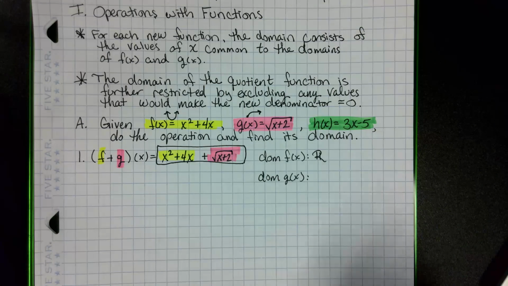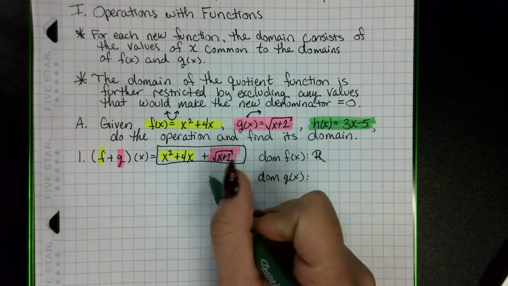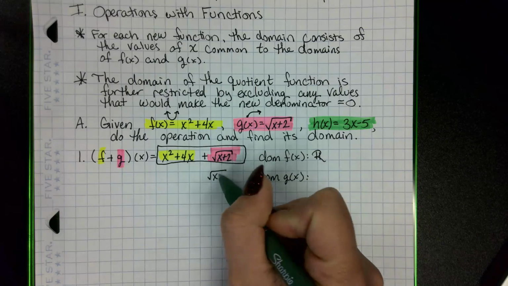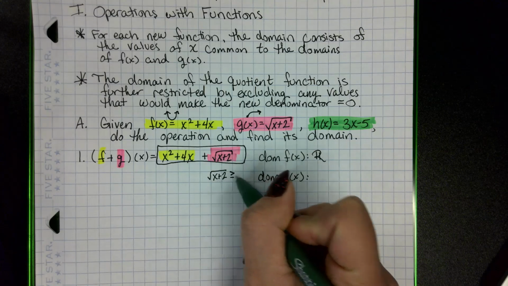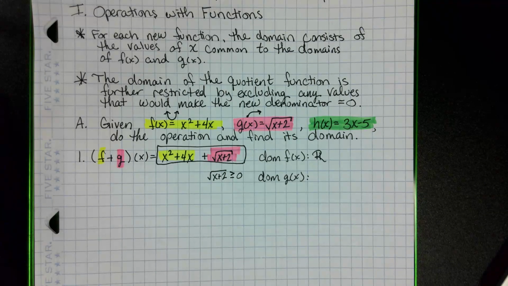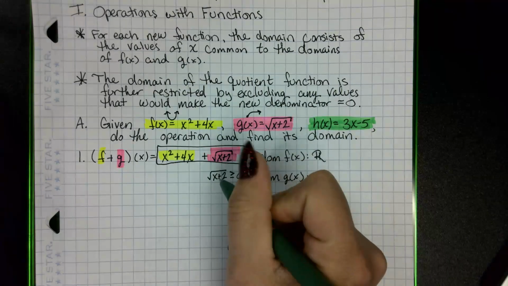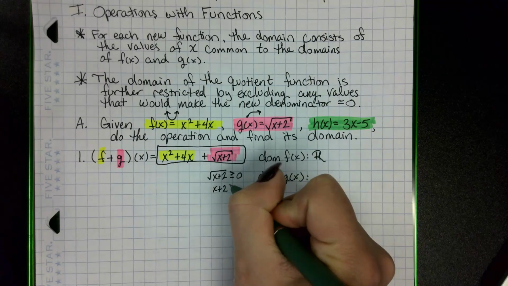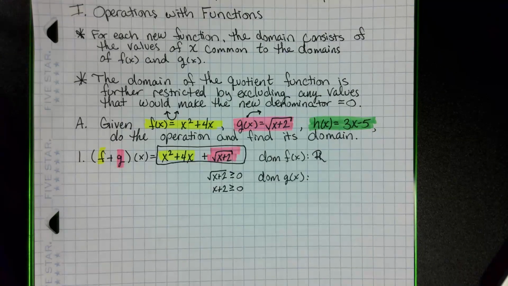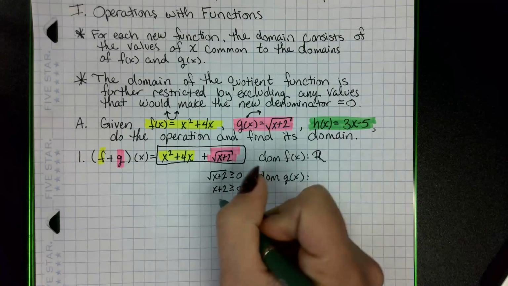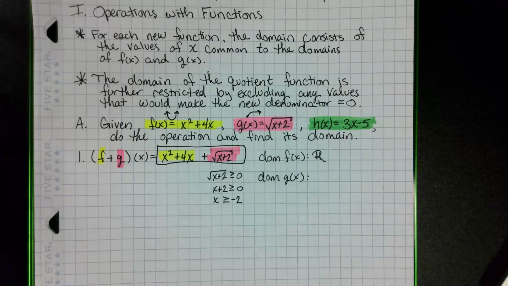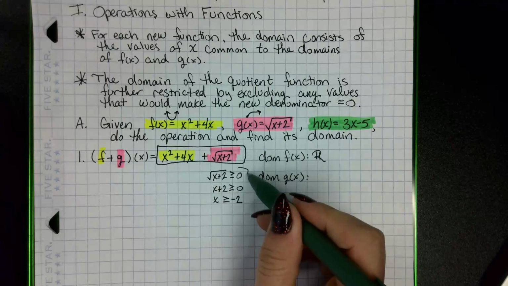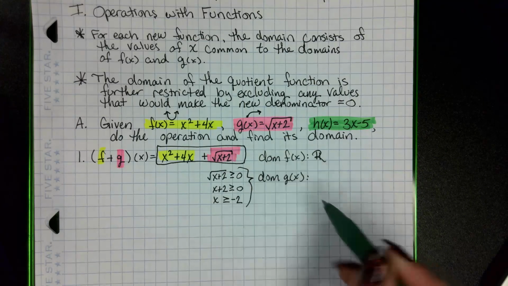So we would take the function square root of x plus 2. It must be greater than or equal to 0. So then we solve it. We square both sides. 0 squared is 0. So x plus 2 must be greater than or equal to 0. So subtract the 2. So x must be greater than or equal to negative 2. So this was to find the domain of g of x.